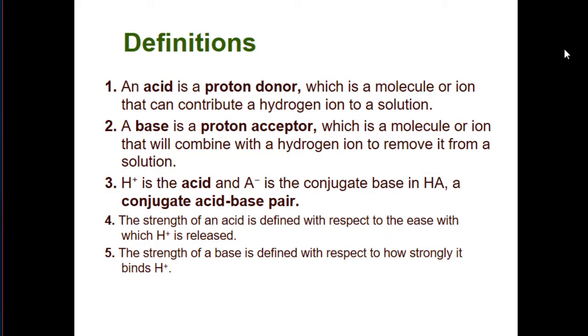A few definitions to refresh the pH regulation. An acid acts as a proton donor, which is a molecule or ion that can contribute a hydrogen ion to a solution. And a base is a proton acceptor, an ion that will combine with the hydrogen ion to remove it from the solution. H is the acid, and A minus stands for the conjugate base in a conjugate acid-base pair. The strength of an acid is defined with respect to the ease with which hydrogen is released, and the strength of a base is defined with respect to how strongly it binds hydrogen.